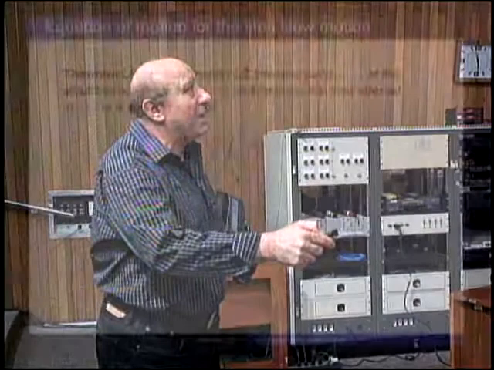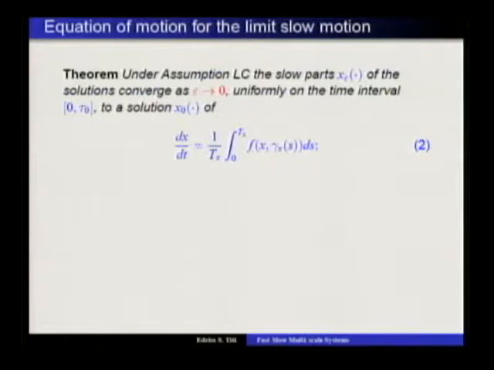That's basically what is done. This is the classical averaging lemma: you take the fast dynamics, you replace it by this curve, and you average with respect to S, and therefore you get the vector field, which tells you how slowly you are advancing in X. So X0 satisfies this equation, and X0 is the limit of X epsilon as epsilon goes to zero. This is the situation.